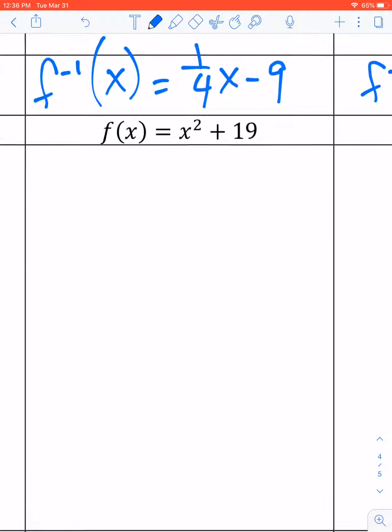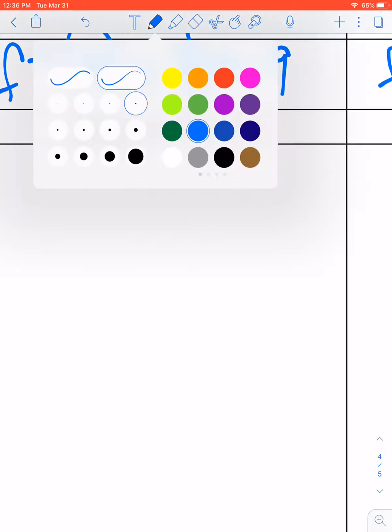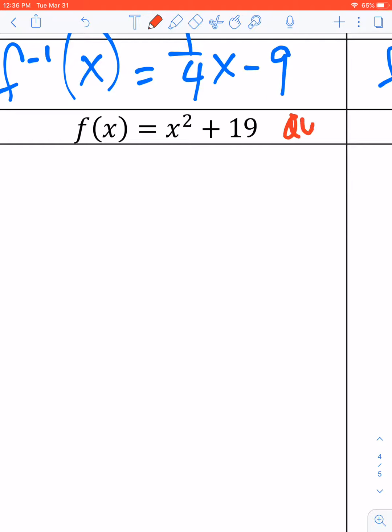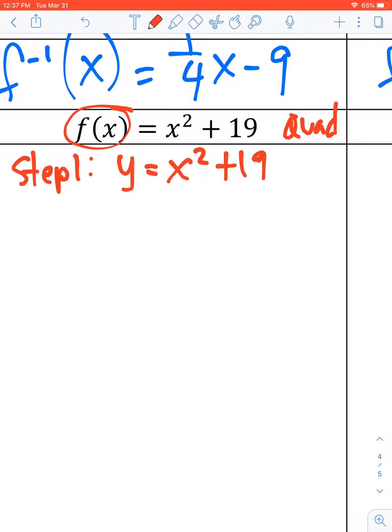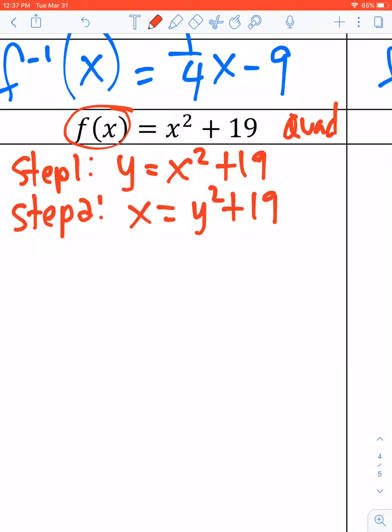All right, 3 more to do, friends. On these problems, these are quadratics, so there is something a little bit special that happens. But notice that we are still doing the process. Step 1, change f of x to y. Step 2, replace the x with the y and the y with the x.